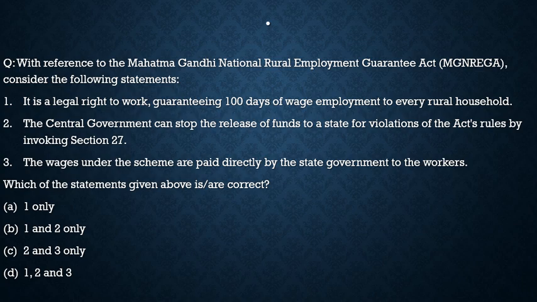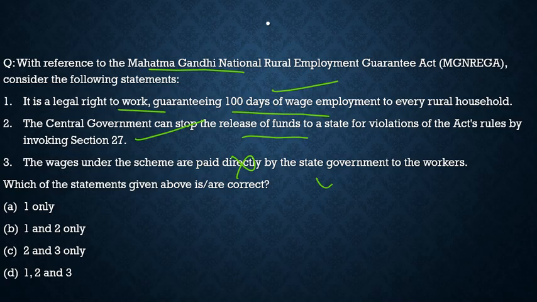Here the question says, with reference to the Mahatma Gandhi National Rural Employment Guarantee Act, consider the following statements. It is a legal right to work guaranteeing 100 days of wage employment to every rural household. That is true. The central government can stop the release of funds to a state for violation of the Act's rules by invoking Section 27. That is also true. The wages under the scheme are paid directly by the state government to the workers. That is incorrect. It is paid by the central government. So with respect to this question, the correct statements are statement 1 and statement 2.